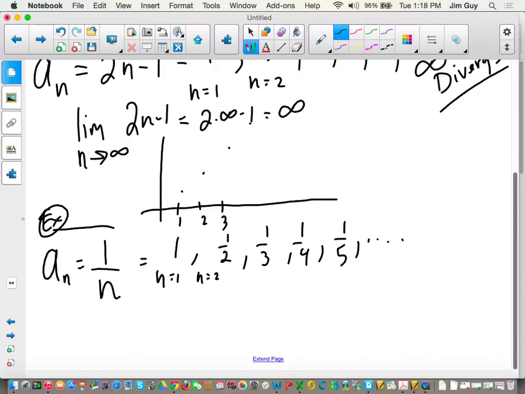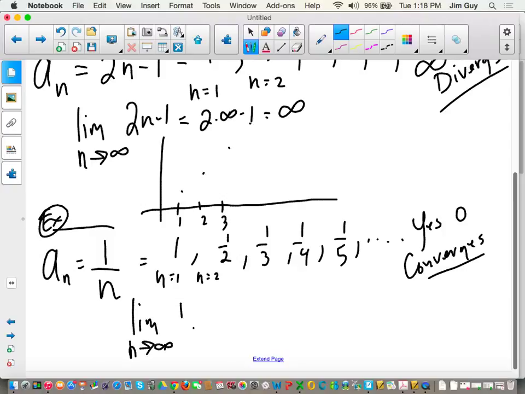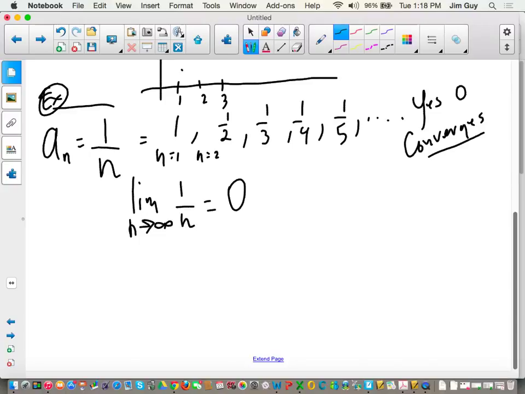Are those values approaching a number? Yes, they are. What is the value they are approaching? 0. Wonderful. So we would say this converges. This sequence converges to 0. And again, you could take the limit as n approaches infinity of 1 over n, and a number over infinity is equal to 0. You could also graph it out, and you would see the values would go like that.